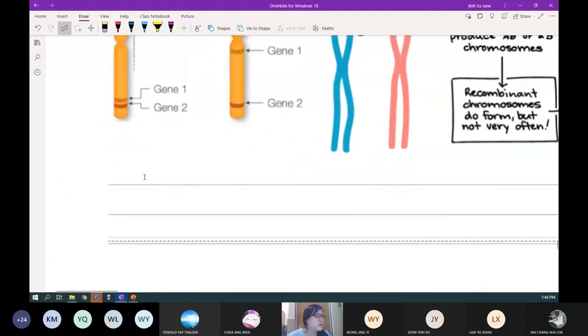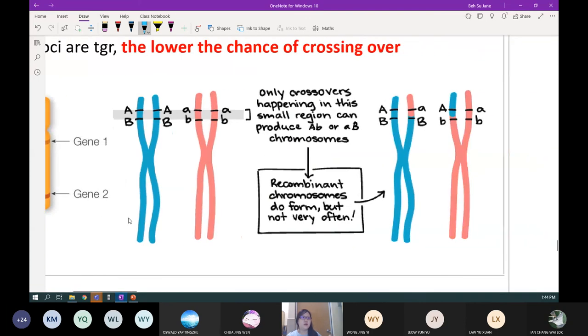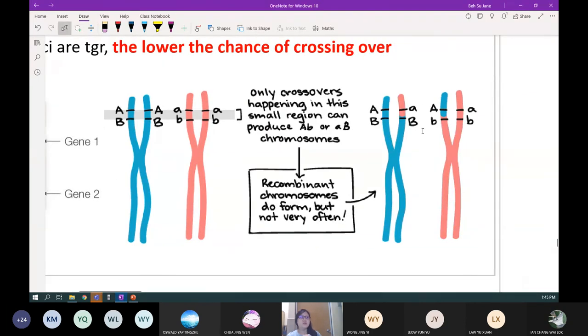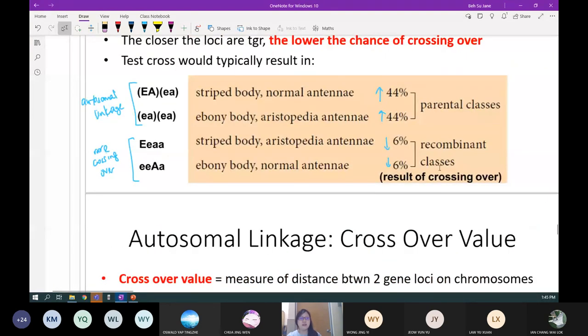Let's look at this diagram right here. If the linked genes are very close together, then crossing over must occur exactly at this point in order for gene 1 and gene 2 to separate and cause a swap like this. Must be very, very close together. Only crossovers happening in this small region in between the two can produce what we call recombinant chromosomes or recombinant classes. Okay, parental classes is the autosomal linkage, right? Recombinant classes is the rare crossing over one.